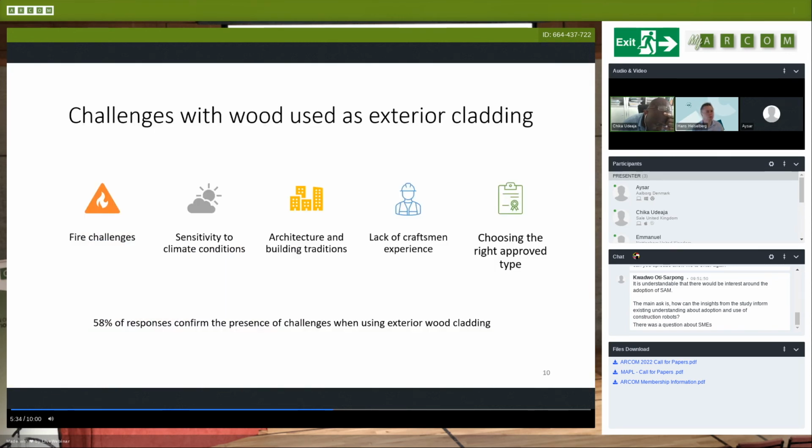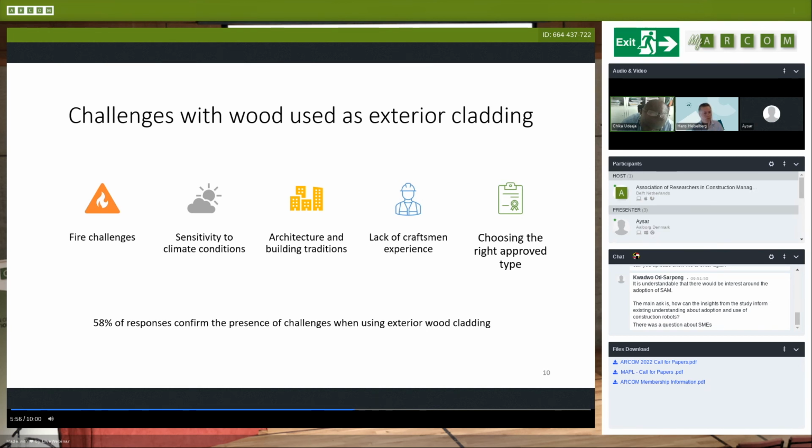Challenges with wood as an exterior cladding. The results reveal that 58% of responses confirm the presence of challenges, including fire challenges and sensitivity to climate conditions, which make the maintenance cost higher, and also untreated wood changes appearance and becomes less consistent over time.